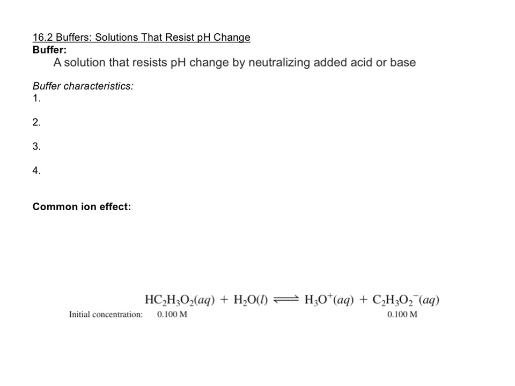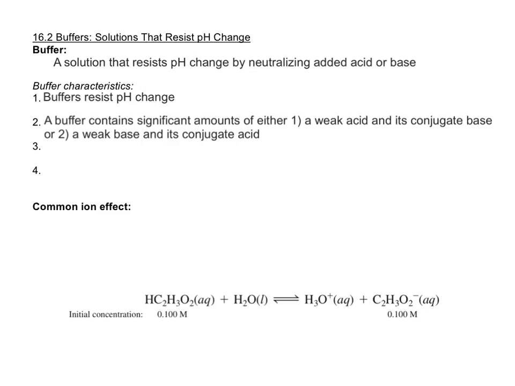And so in order for a buffer to work, it contains either a significant amount of weak acid and its conjugate base, or a significant amount of weak base and its conjugate acid. Okay, so there are four characteristics of a buffer. The first is that it resists changes in pH, which I just said. The second is that it contains a significant amount of either weak acid and its conjugate base, or a weak base and its conjugate acid. The third is that the weak acid that's present will neutralize any added base. And the fourth is that the base that's present will neutralize any added acid.